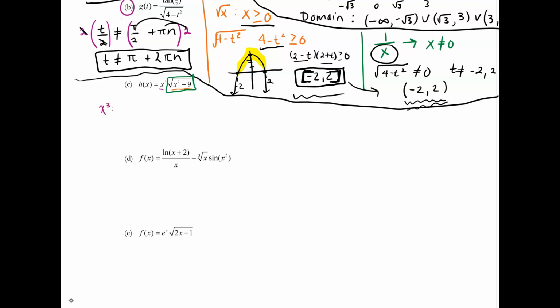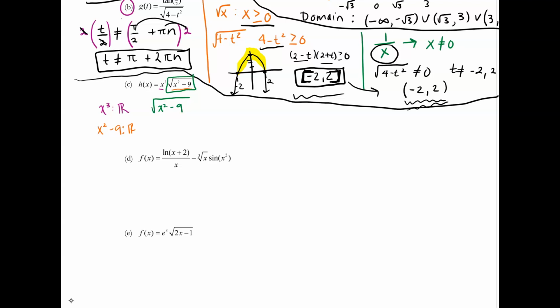x cubed is going to be unrestricted since it's a polynomial, so the domain is all reals. x squared minus 9 by itself doesn't have a domain restriction because that's just a polynomial. But the issue is that we now have the square root of something. So the square root of some junk, and the junk is x squared minus 9. All right, so this is the one we have to think about.